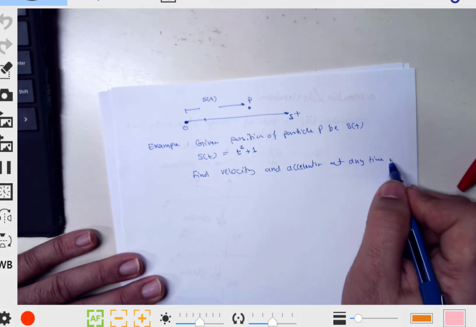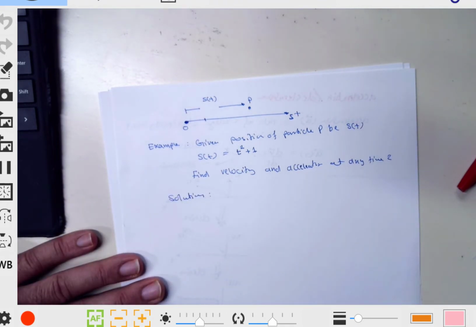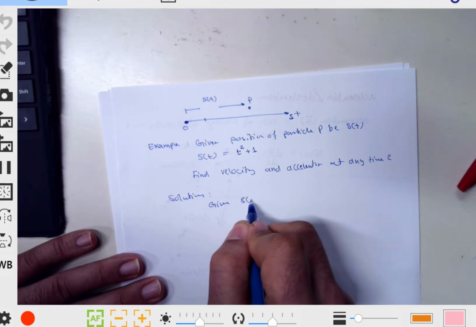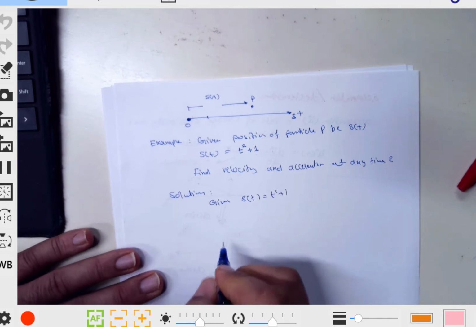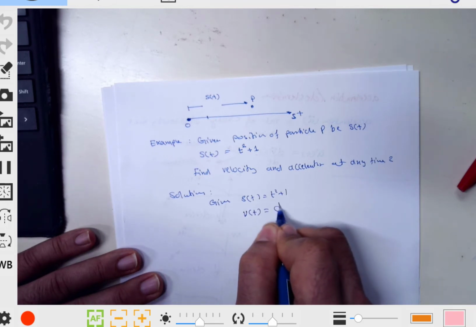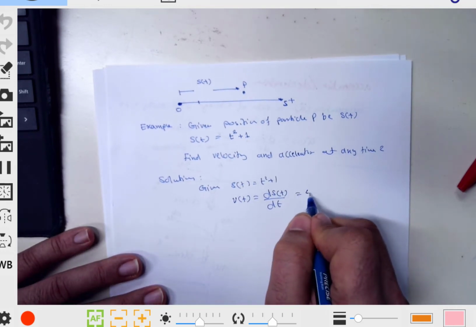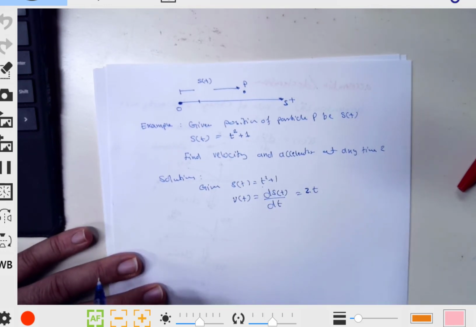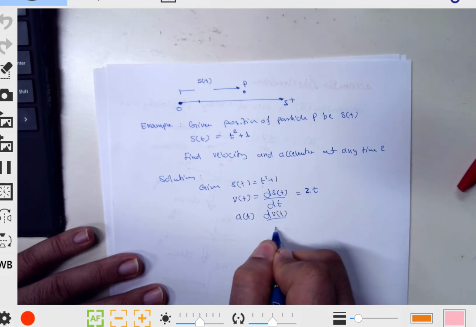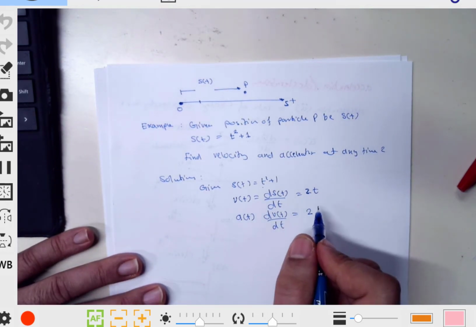Find the solution. Well, given S of t equal to t squared plus 1, we know that the velocity, or the speed, by definition is the derivative of that position, which is the derivative of this equation, 2t. And also the acceleration is the derivative of the velocity, the derivative of 2t, and that's equal to 2. This is a function of time.